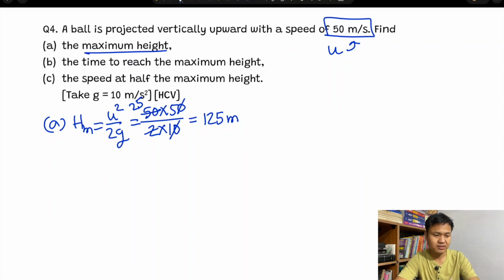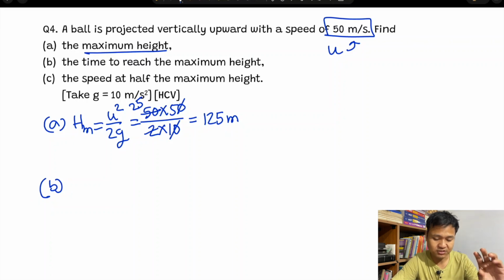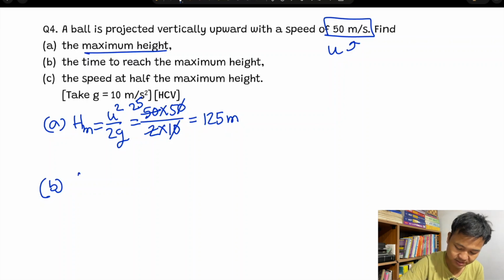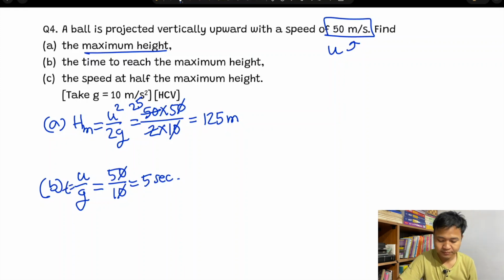Second question, the time to reach the maximum height. For the first half, going up to the maximum height, the time is u by z. You go up and reach the maximum height in u by z, and come down again in u by z. So directly you can apply here u by z, which is 50 divided by 10. The 0s cancel, so 5 seconds.